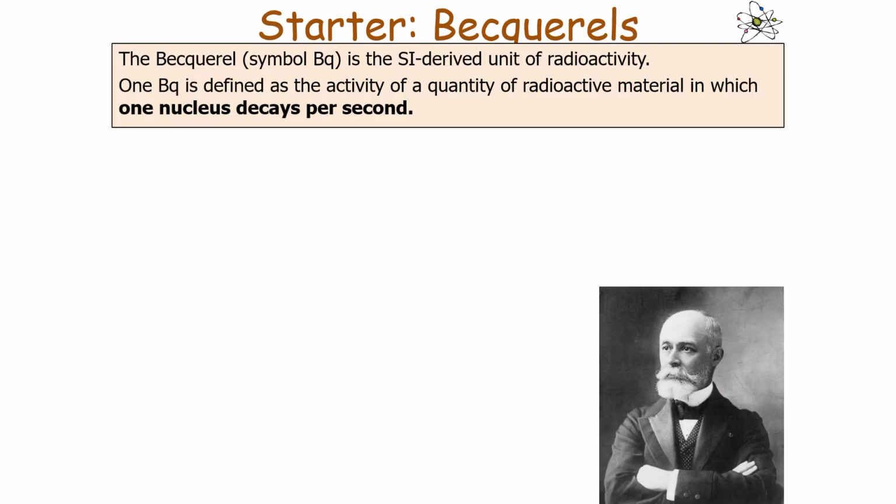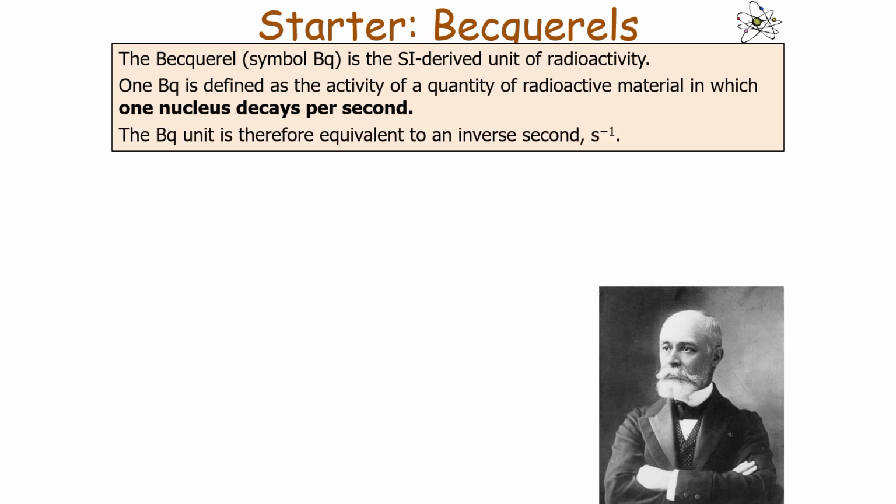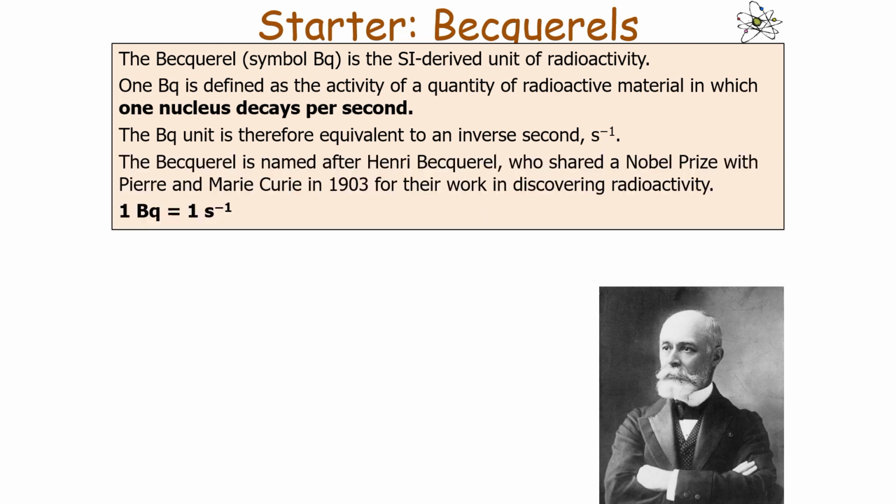So the first unit of radioactivity we've got to consider is the becquerel. Now 1 becquerel is defined as the activity of a quantity of radioactive material in which 1 nucleus decays per second. So therefore the becquerel unit is equivalent to an inverse second. So 1 becquerel is 1 second to the -1.